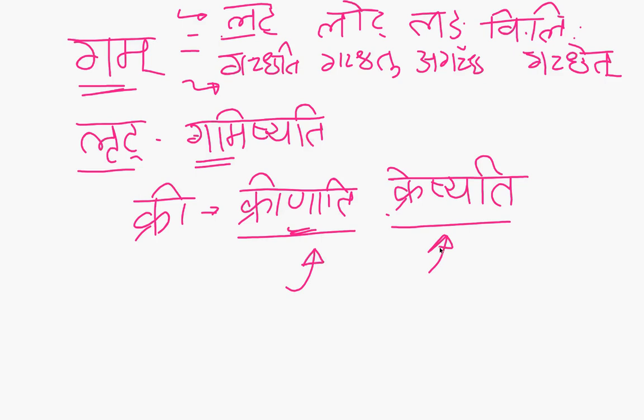Otherwise the dhatu itself is not undergoing any change, like gum is undergoing change here, gaccha, and then vikarana pratyaya etc. are added, and then it becomes lat lot lang vidhiling. In those four it becomes gacchati etc. And here in rit lakara the dhatu is not changing to gach, it remains gum, and also the vikarana pratyaya is not added here if there is any.